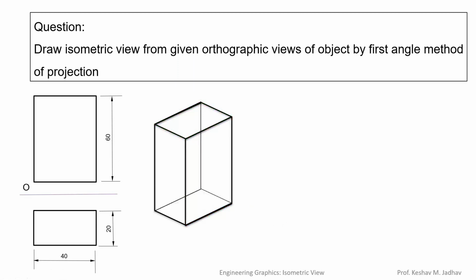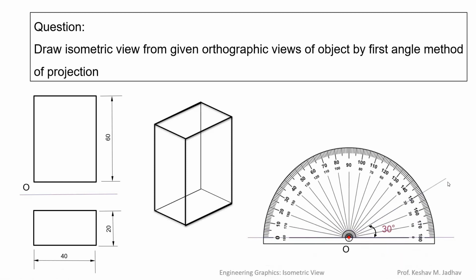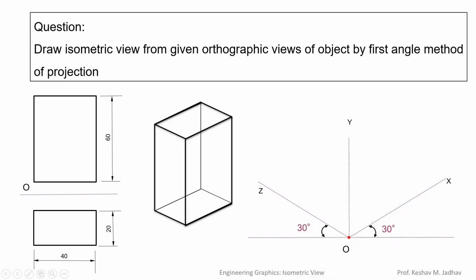Let us understand step by step how to draw isometric view of this rectangular block. Draw a horizontal line and take point O on that horizontal line, and then by using protractor draw a 30 degree inclination line on the right side called x-axis, a 30 degree inclination line on the left side which is z-axis, and a vertical line which is y-axis. So these are the x, y, z axes, and these are called isometric axes. Whatever vertical and horizontal lines are there in front view and in top view, those lines will be parallel to these isometric axes, and those lines are called isometric lines.